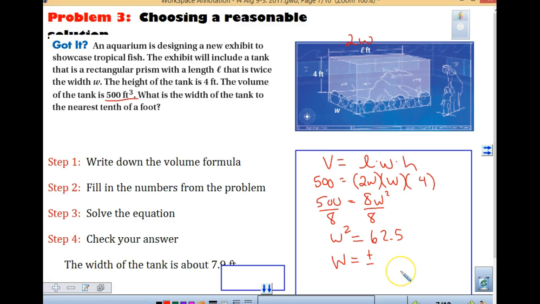What do we get when you take the square root? Positive and negative, we're taking the square root of 62.5. W equals positive and negative 7.9. Approximately 8 if we were looking at it, right? 7.9. But if we're going to leave an answer for this, can we have negative feet?